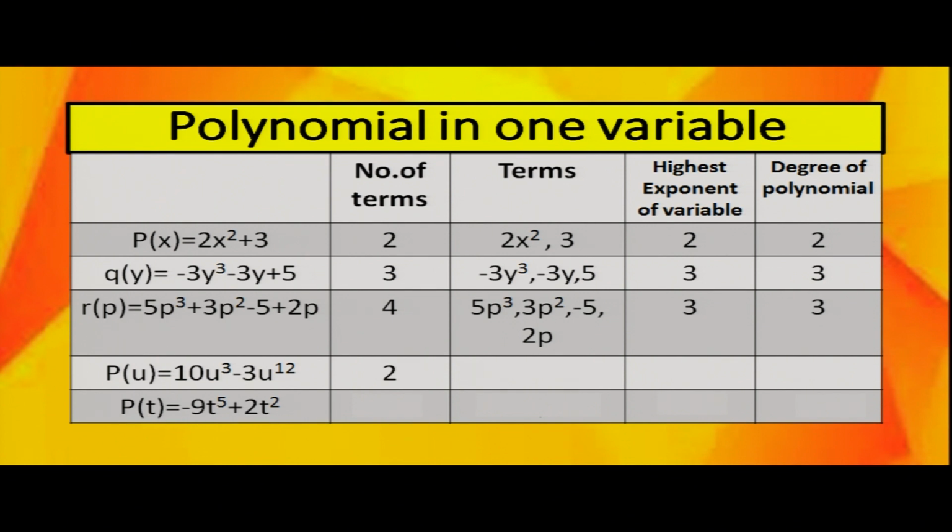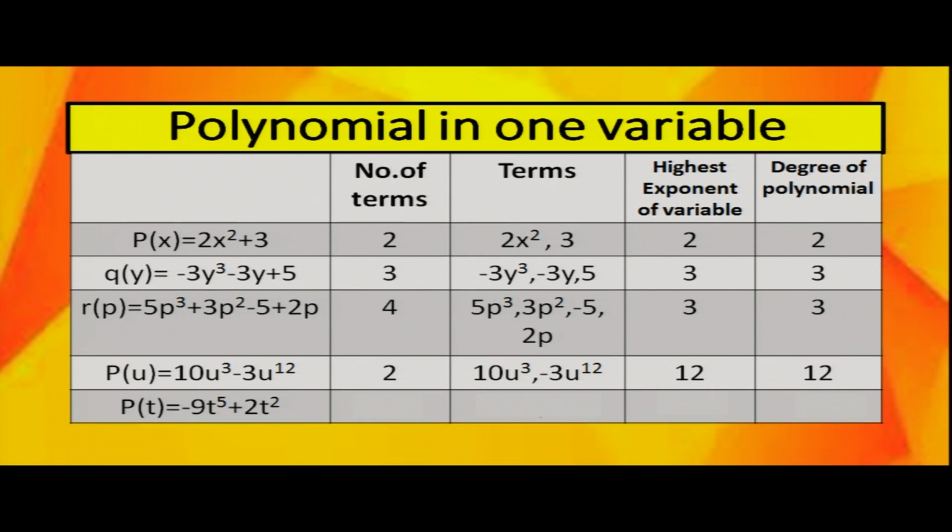10u to the power 3 minus 3u to the power 12. So the number of terms is 2, and the terms are 10u to the power 3 and minus 3u to the power 12. The highest exponent here is 12, so we can say that the degree of the polynomial is 12.